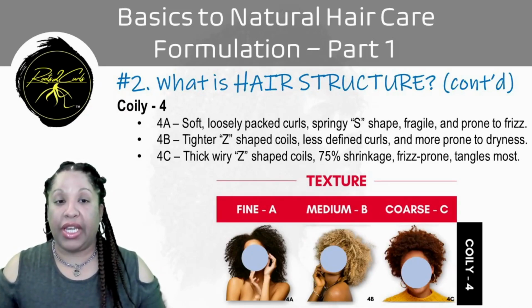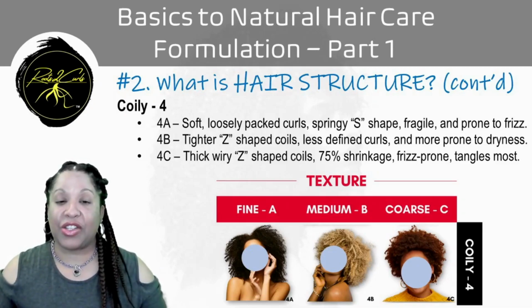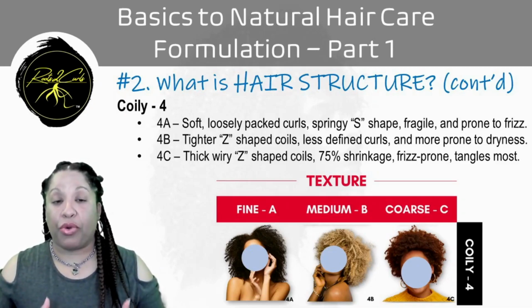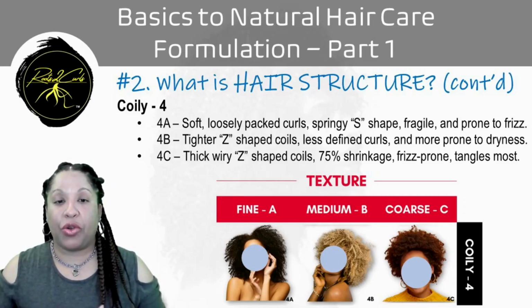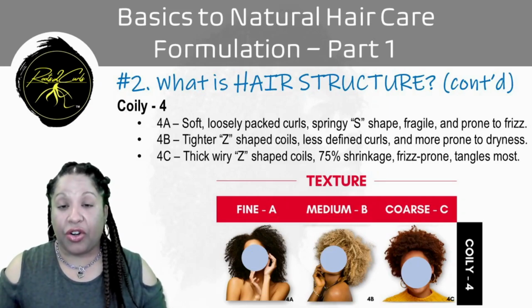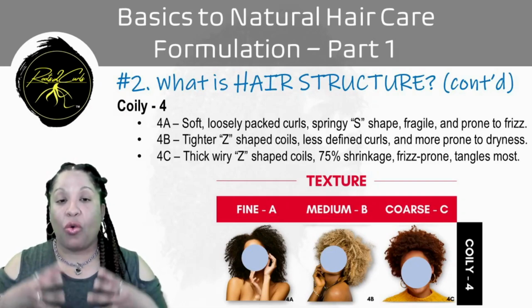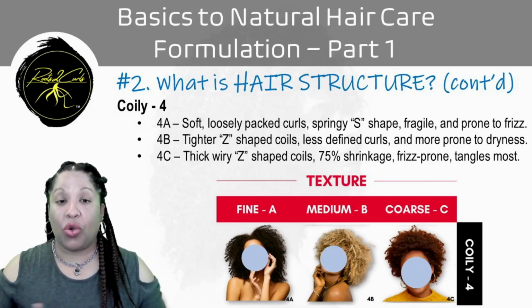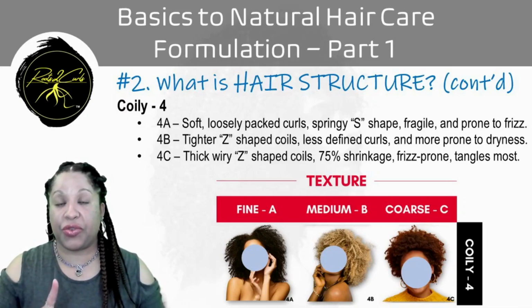And then we have coily, 4A, 4B, 4C. So 4A, they're soft, loosely packed curls, springy S shape. They are fragile and prone to frizz. 4B, they are tighter Z-shaped coils, less defined curls, and more prone to dryness. 4C, thick, wiry Z-shaped coils, 75% shrinkage.